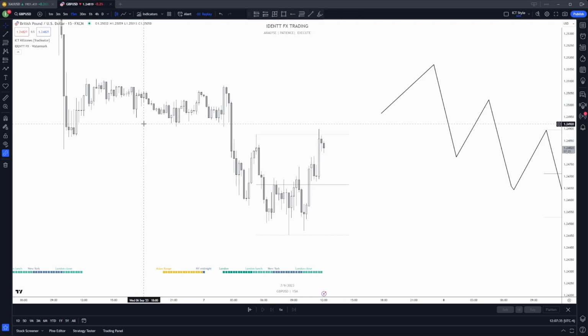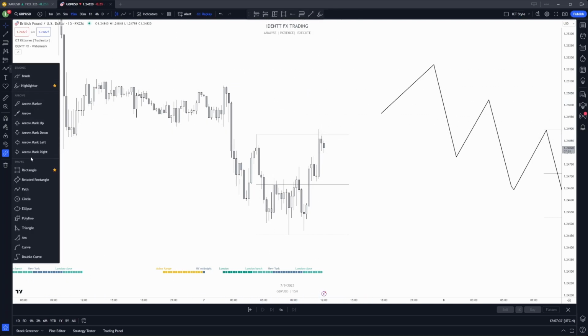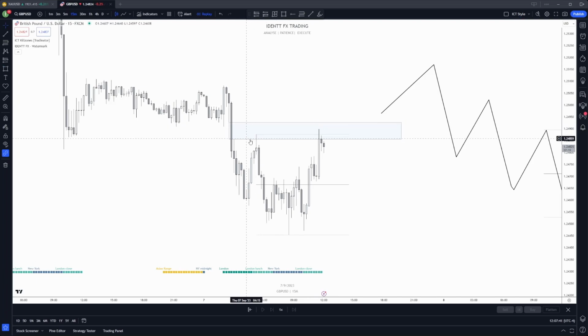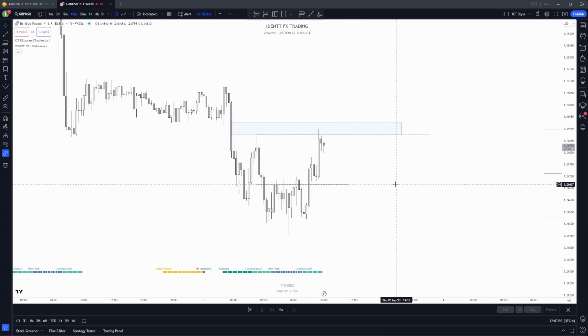And why is it logical? Well, because if we take a look at the chart, we can see that right here we have a remainder of a fair value gap that did not get mitigated. And this right here is simply liquidity. So we basically had these two parameters going against us. So now your question probably is, how do I properly identify premium and discount zones?